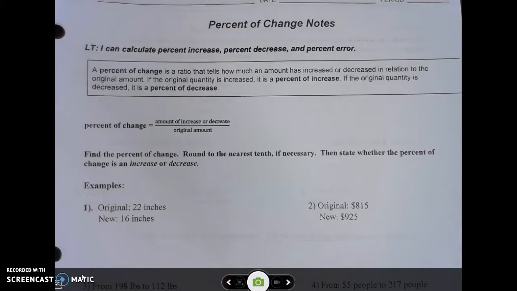So I am going to talk to you guys today about percent of change. These notes should be pretty simple, and then you'll have a practice to do and we'll go over it again on Monday. Okay, so when we talk about percent of change, we're looking at the percent of increase or decrease.